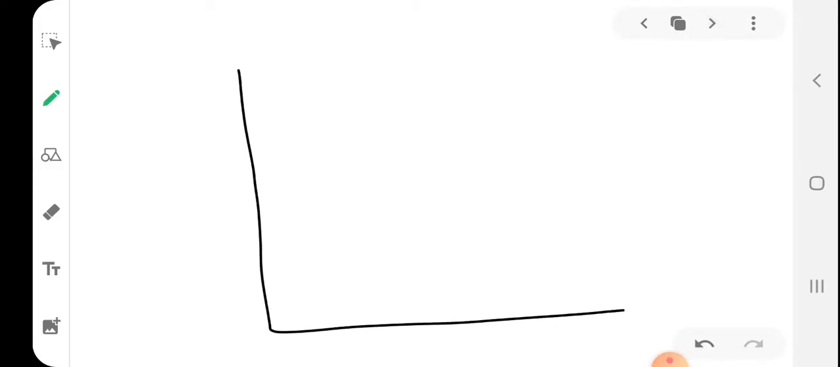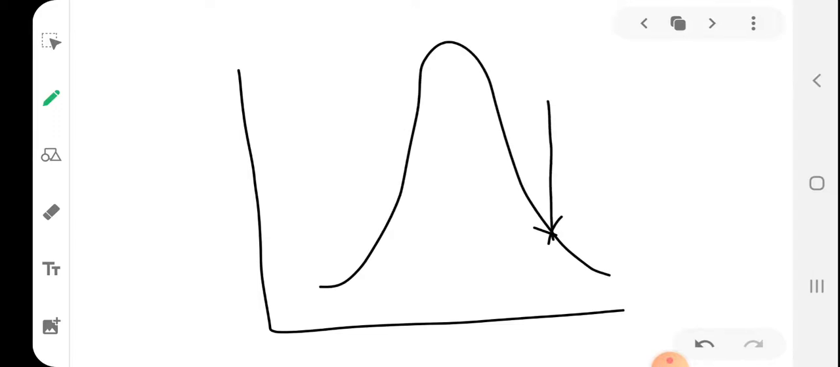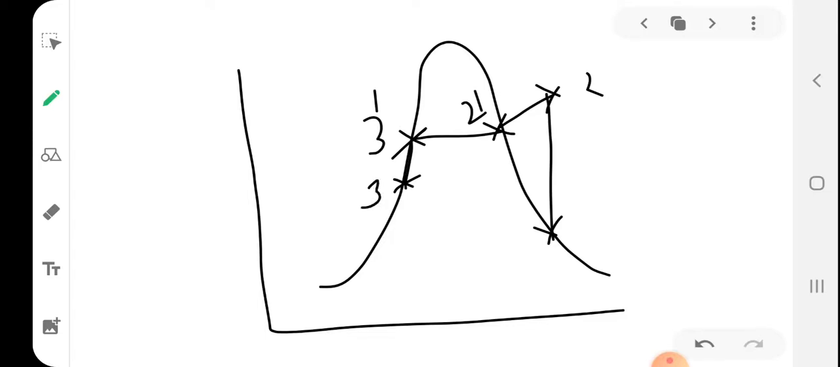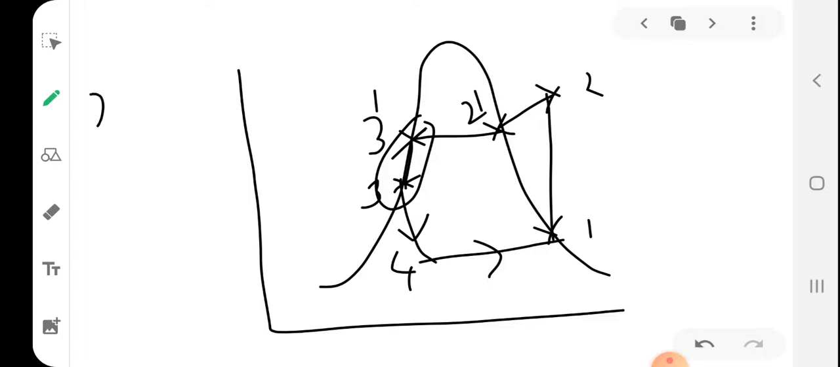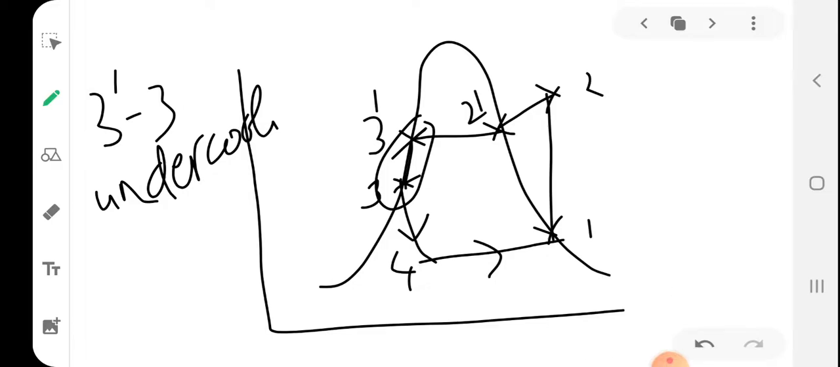So this is the TS diagram. Starting from 1 to 2 to 2 dash, and here is where undercooling takes place. So actually it is coming to 3 dash, and it is again cooled along the saturated liquid line to 3, and from 3 expansion takes place to 4, and 4 to 1. So this 3 dash to 3 is undercooling. So this is a TS diagram.